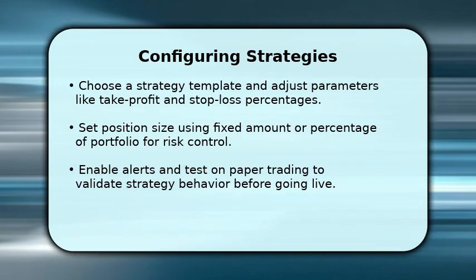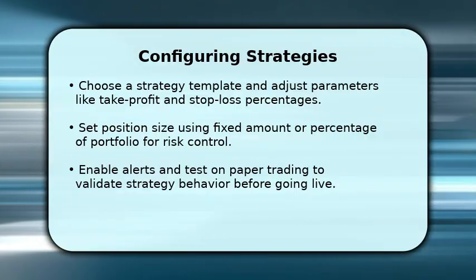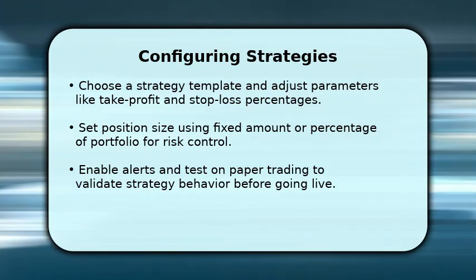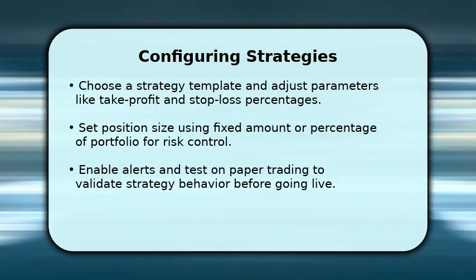Select a pre-built strategy or create a custom one by setting entry conditions, timeframes, and risk rules. Configure take profit, stop loss, and trailing rules, and choose order types such as market or limit. Save strategy versions and run backtests to compare metrics. Monitor performance, tweak parameters when needed, and always start with small allocation to manage risk.